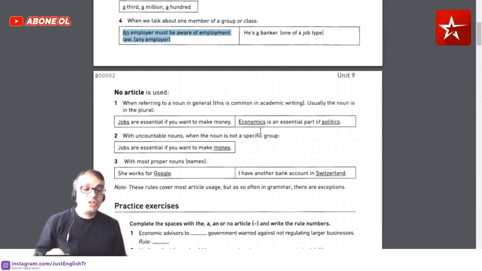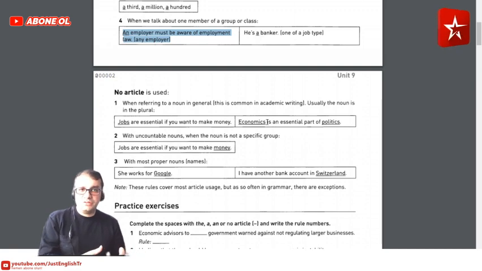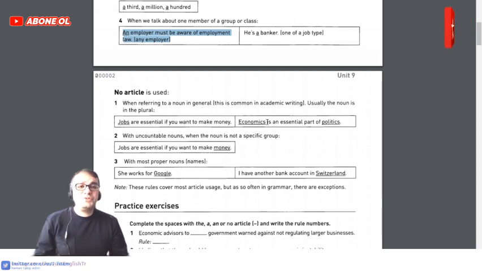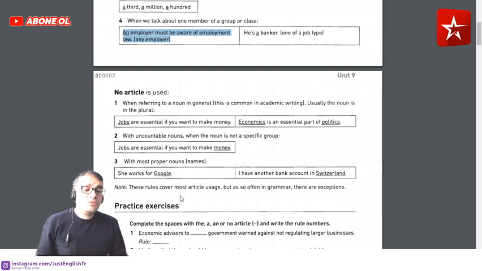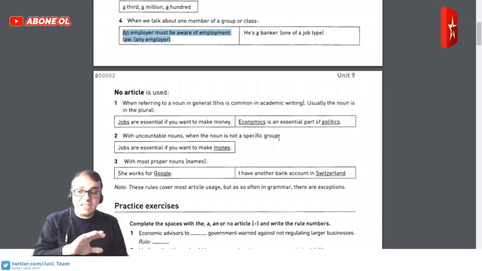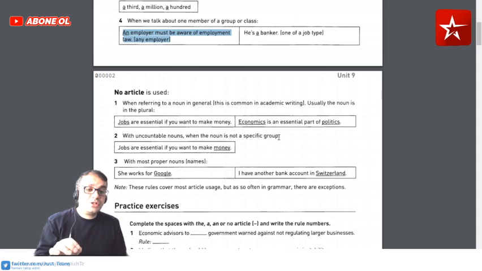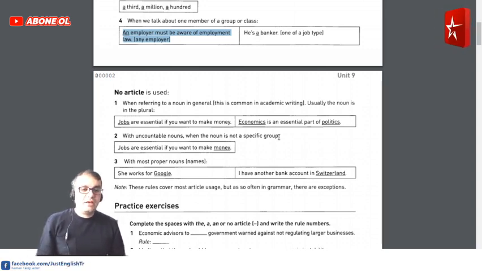"Economics is an essential part of politics." Look at "economics." We don't say "the economics." No, we don't use that one. Be careful, don't use "the economics." It's wrong. "Economics is an essential part of politics," so no need to put any article here. Now we're going to go with uncountable nouns, when the noun is not a specific group at all. "Jobs are essential if you want to make money." We don't say "if you want to make a money" or "the money." So we don't use any article here.